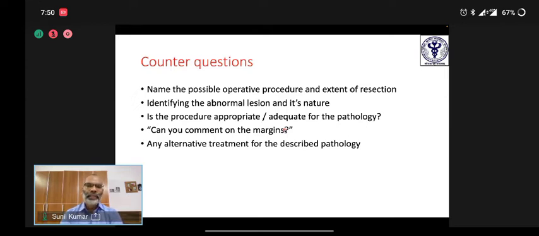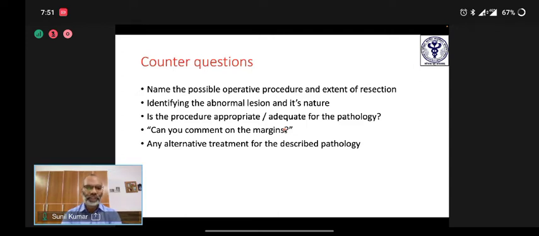Then what is the abnormal lesion? You have to identify that, and what is its nature. Unless you have included that in your description, they will definitely be asking what is the nature of the lesion. So like you said, there is a growth. What kind of growth? Is it a malignant growth? Is it a benign growth? And if that is so, what is the possible diagnosis for which this surgery has been done?